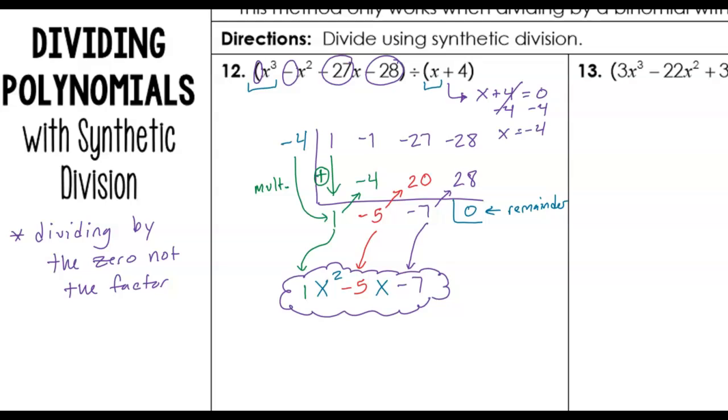If you don't like figuring out what the leading term's x should be, you can work backwards. The last number is always your remainder. The number in front of it should be your constant. The number in front of that should be your plain x. The number in front of that should be your x squared, and so on. You can do it that way as well. I just like thinking of it as, okay, I take an x cubed, divide out an x, there should just be an x squared left.